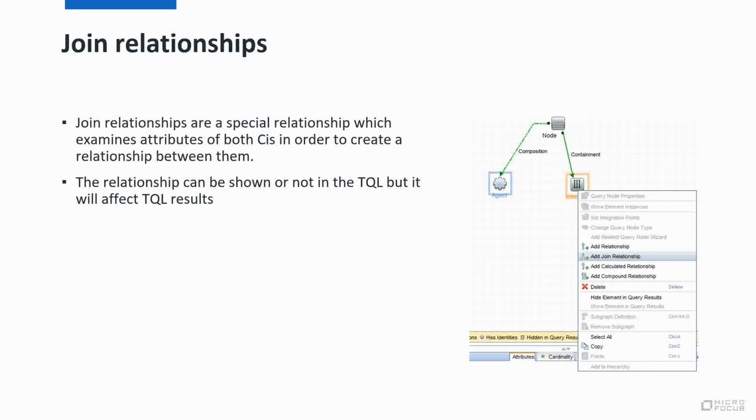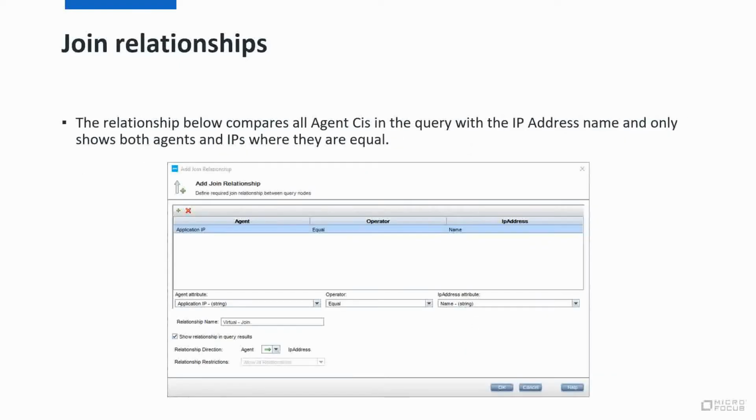So a join relationship is a regular relationship, and they're join relationships. A join relationship is one that looks at attributes of different CIs and then can create a relationship between them. You can either show the relationship or not in your finished TQL, but it will impact the TQL results. We'll look at a pretty good example of that here.